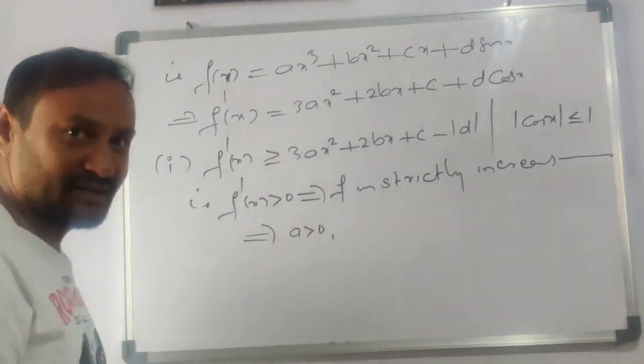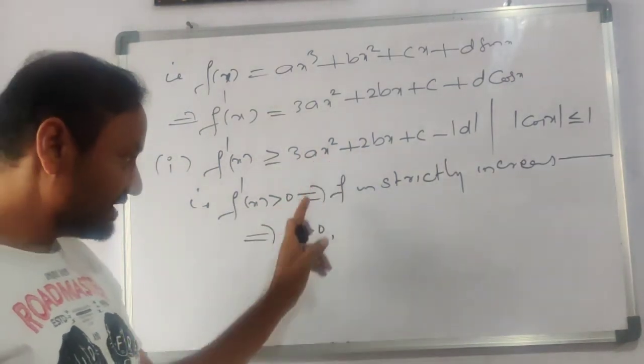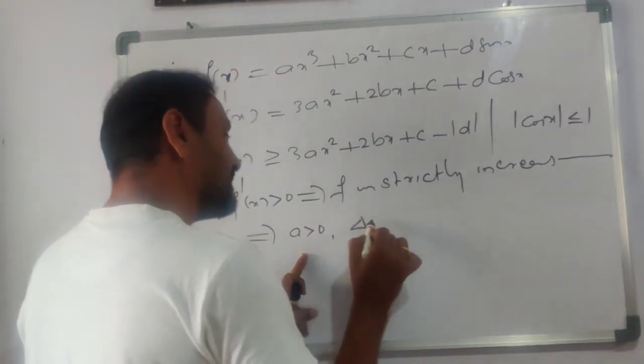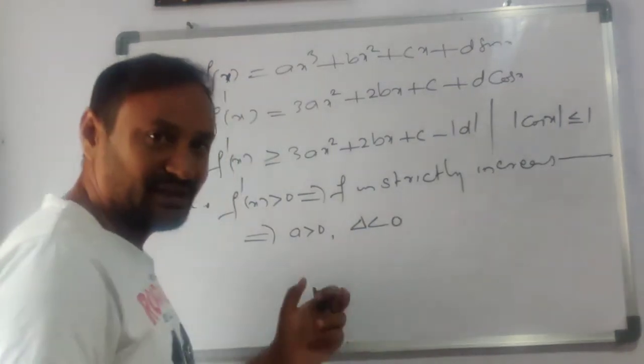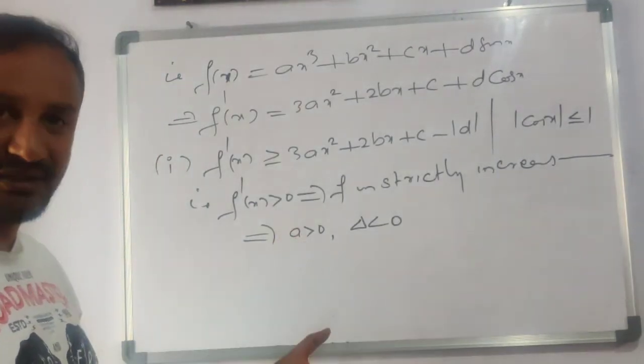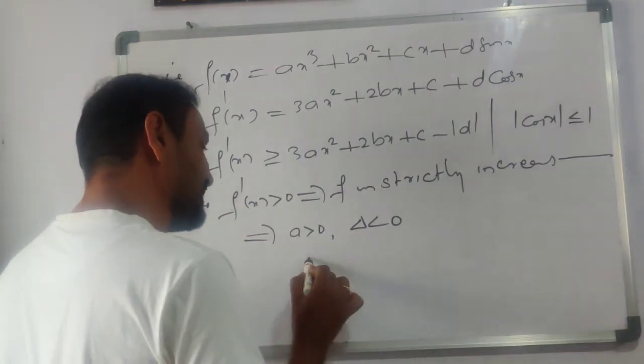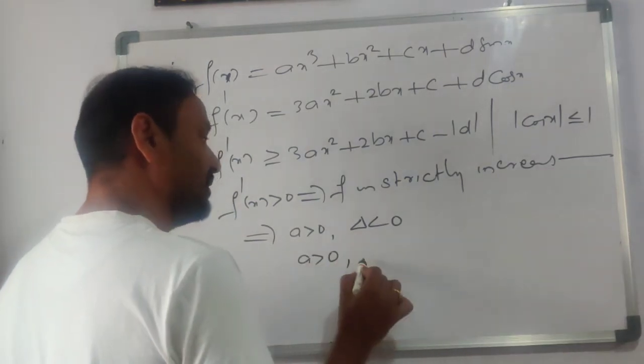That means a is greater than 0. The x square coefficient is positive, a greater than 0, and delta is negative. The discriminant is negative. Discriminant is what? b square minus 4ac, that is negative. That implies a is greater than 0.